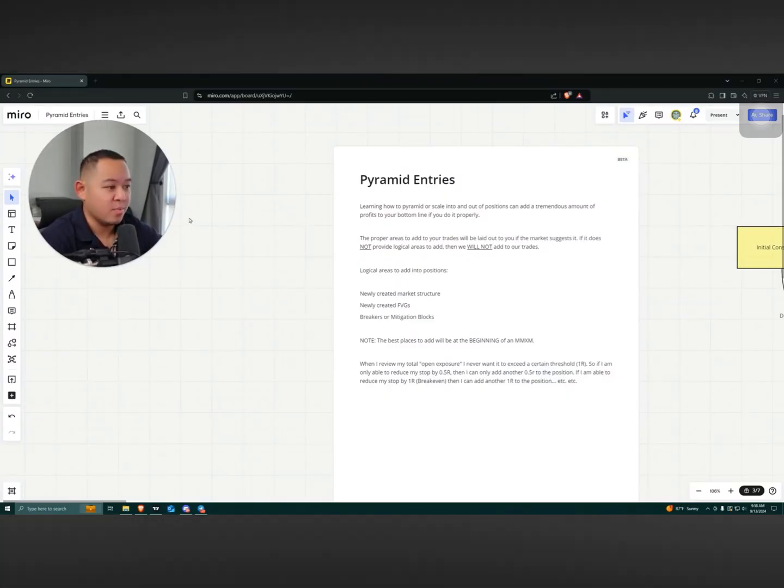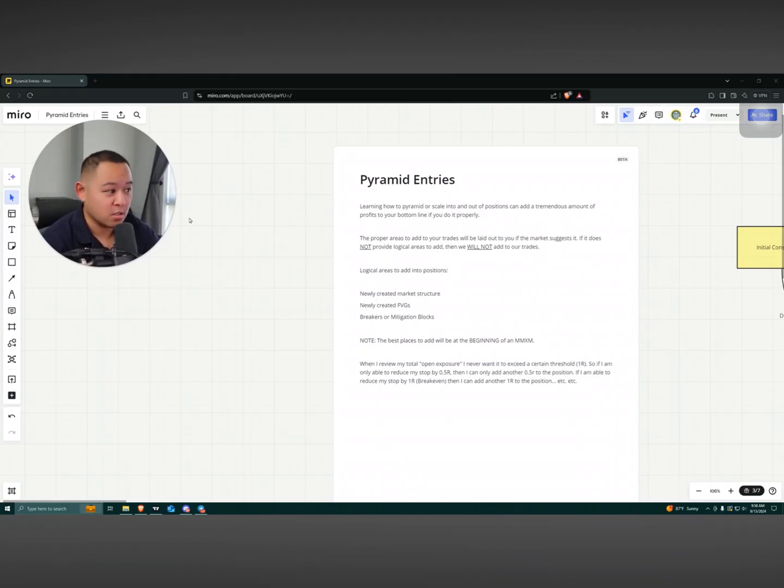So obviously, learning how to pyramid into and out of positions can add a tremendous amount of profits to your bottom line if you do it properly. And where I messed up, and where I believe most traders will start messing up, is when they hear other experienced traders say, you should start scaling into your trades, but they're not doing it in a proper way, and it just leads to them over leveraging. They're scaling into the wrong positions at the wrong times, and then they have this massive trade that they can't manage, and they can't emotionally handle that type of challenge.